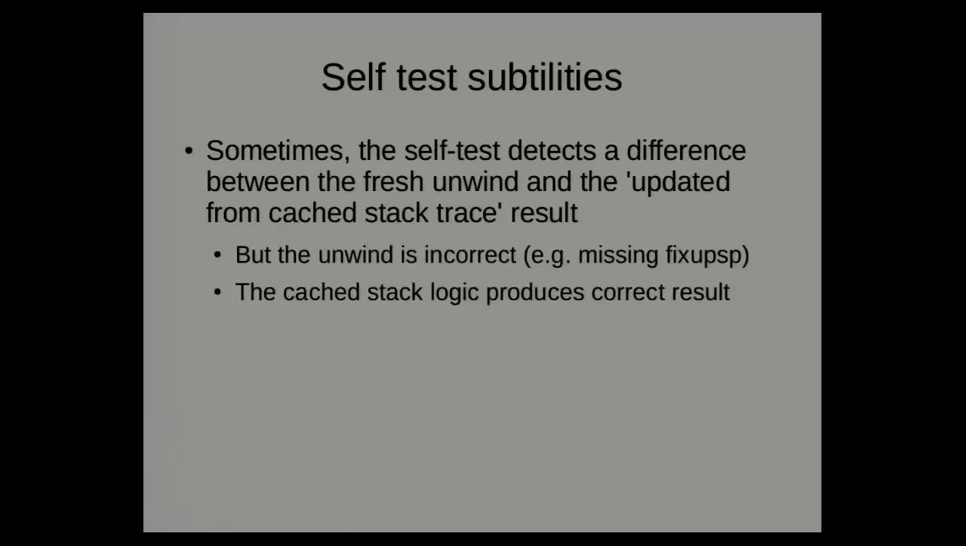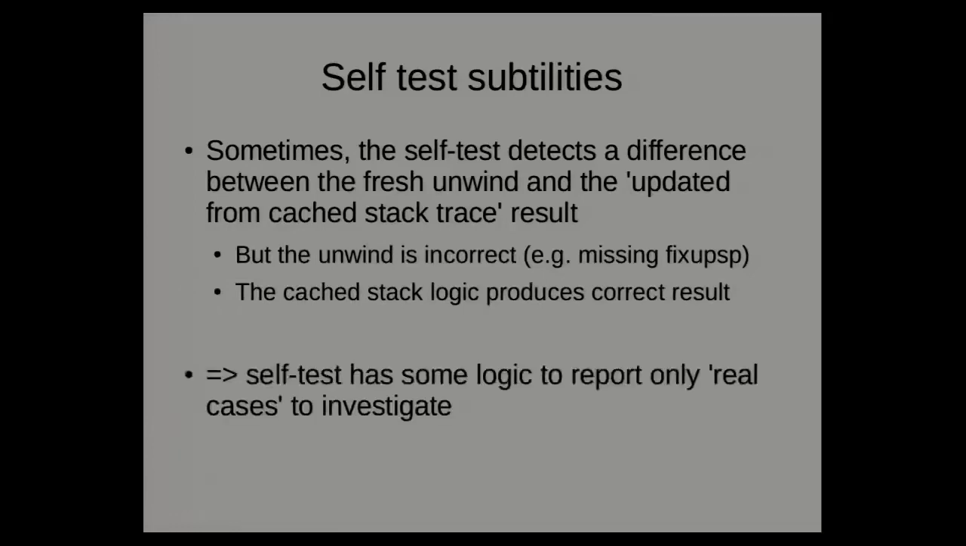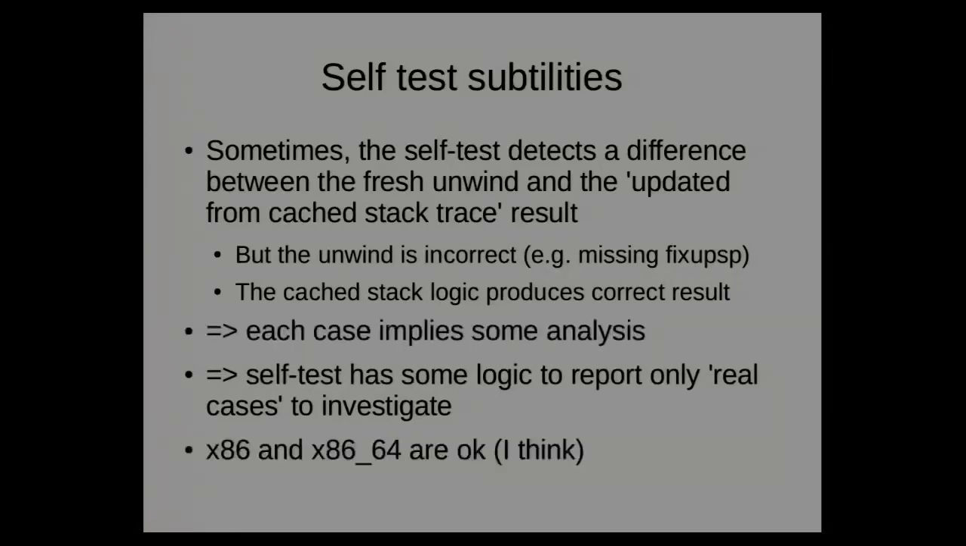So the cache stack logic in this case produces a correct result, and now in the self-test I've added some logic to detect the case where the new implementation is better than the previous implementation. Now I have run the regression test and self-test, and to my knowledge, on x86 and x86 64-bit, this is all okay, and the self-test detects that all is okay, except the known case where it is better than the previous implementation.